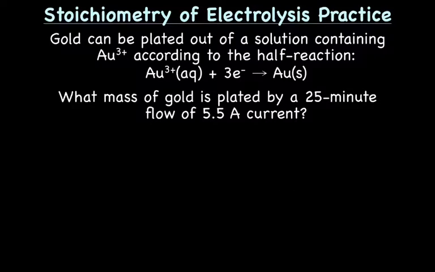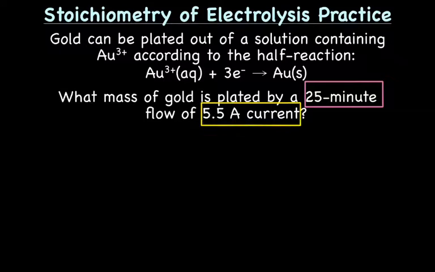All right, let's try a practice problem. Gold can be plated out of a solution containing Au3+ according to the half reaction given below. Big question, what mass of gold is plated by a 25-minute flow of a 5.5 amp current? All right, so we have 2 different units we want to cross out, right? We have 25 minutes and we have 5.5 amps, and we're trying to get to mass of gold.